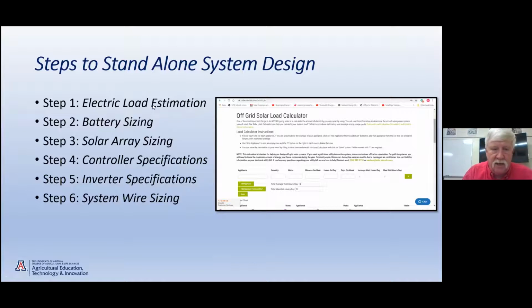We're going to cover a little bit on electrical load. I'm going to go a little more detail on battery sizing. And the other ones are topics that could be brought up at another time.